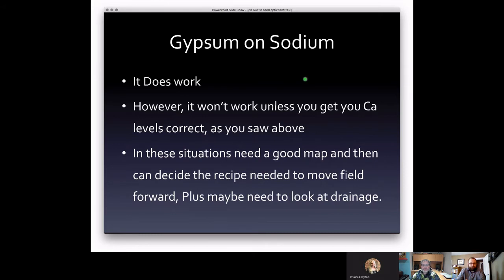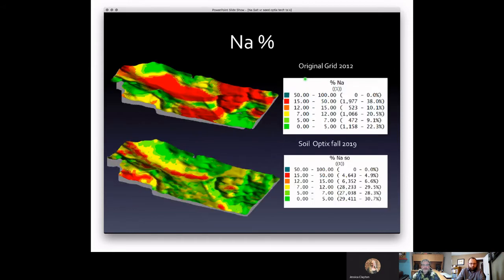And we might need to look at drainage in a lot of cases too. So do we start drainage first and then nutrient amendment second, or do we do the nutrient amendments first and look at the drainage second? But you've got to be aware of what you're dealing with so you can do the proper planning.